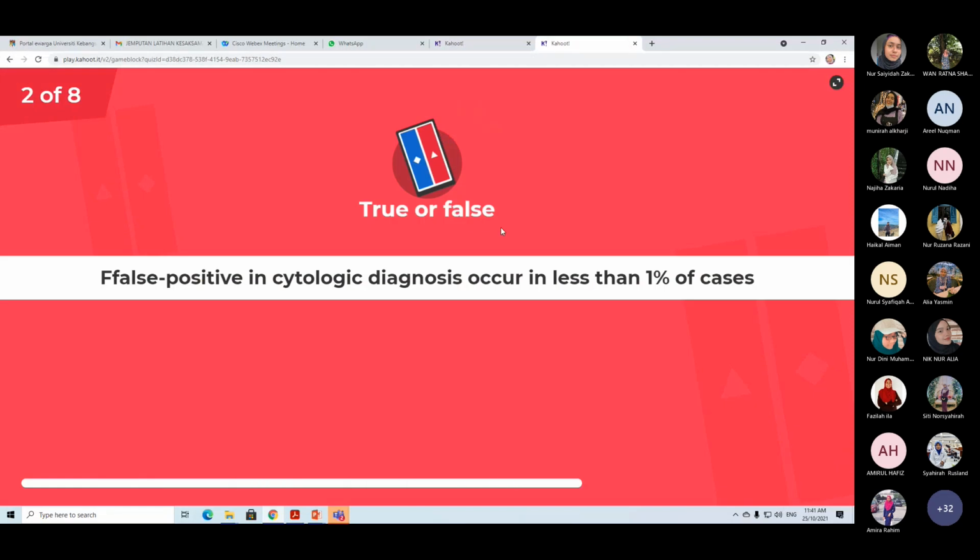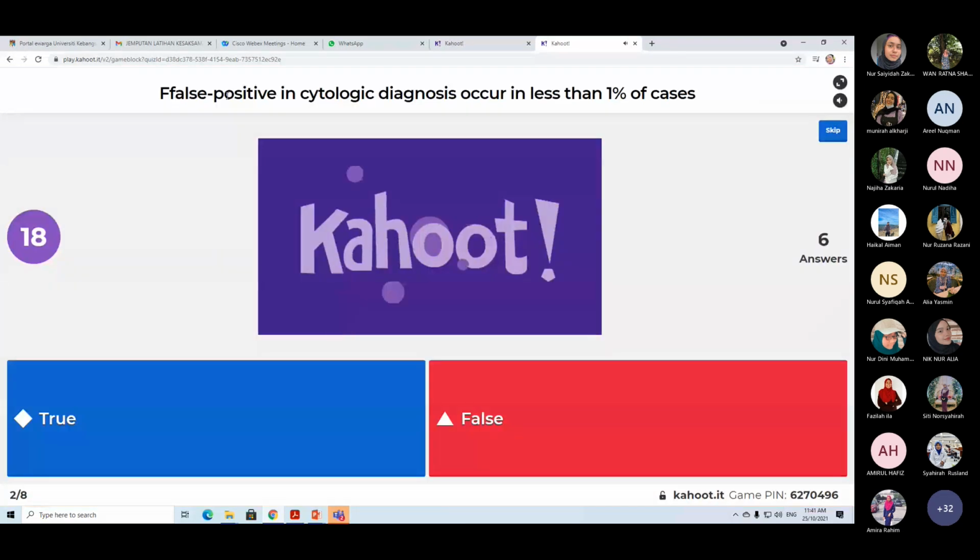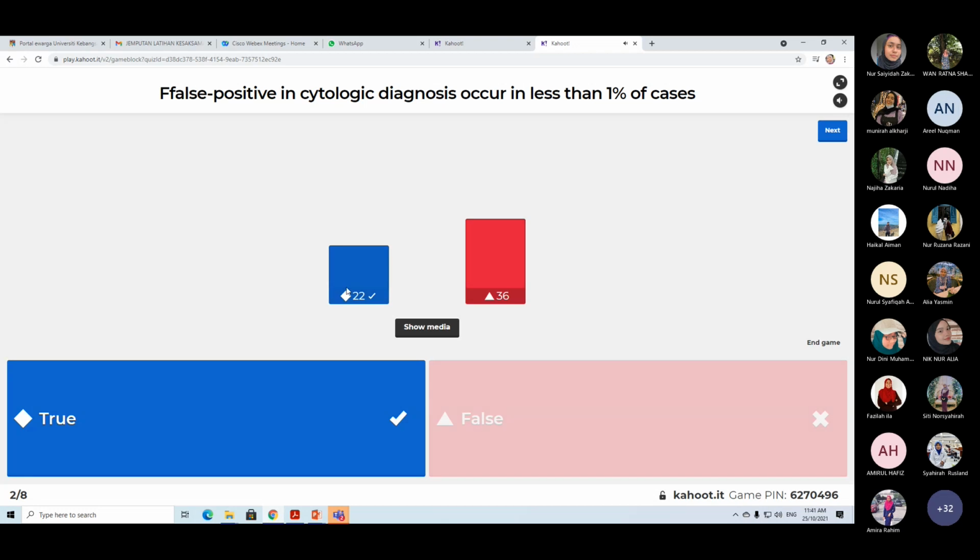Okay, second true or false question. False positive in cytology diagnosis occurs in less than 1%. Only a small error, is that right? In cytology diagnosis. Okay, you can see the majority answered wrong, but 22 of you answered correctly. It's true. In cytology diagnosis, it's sensitive and specific, so only less than 1% are false positives. Mostly, 99% of cases are correctly diagnosed.